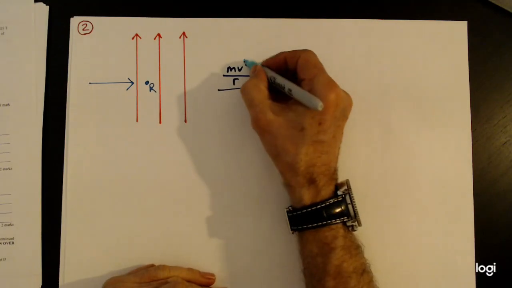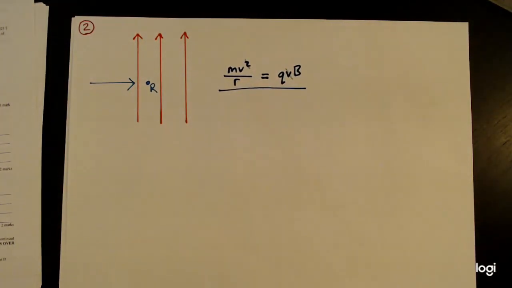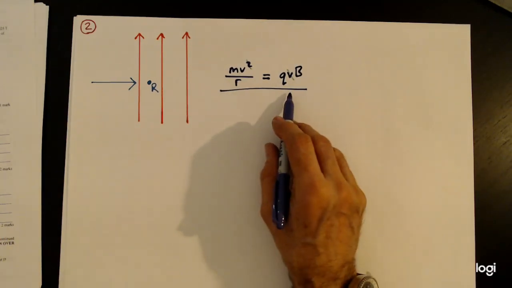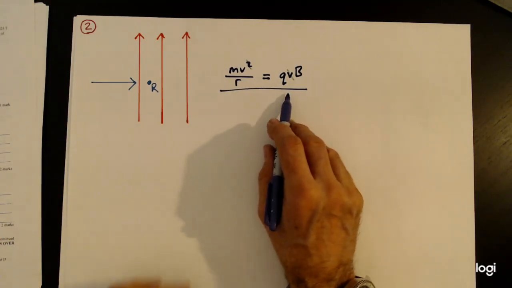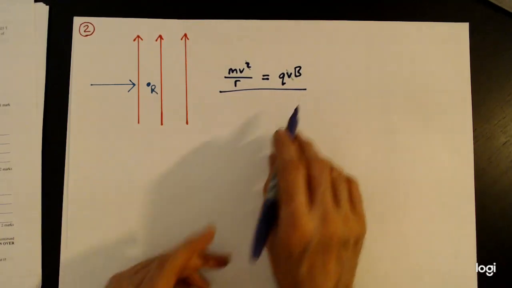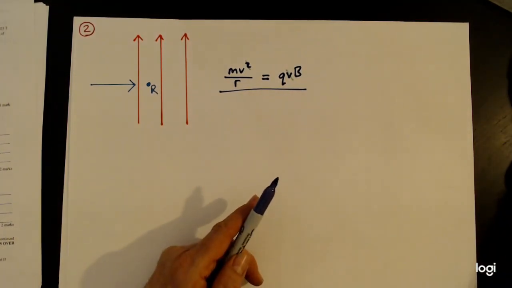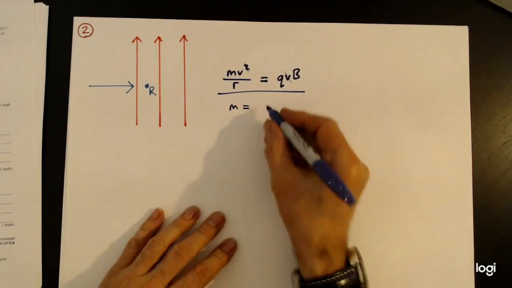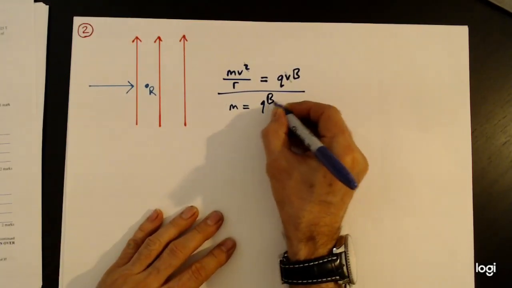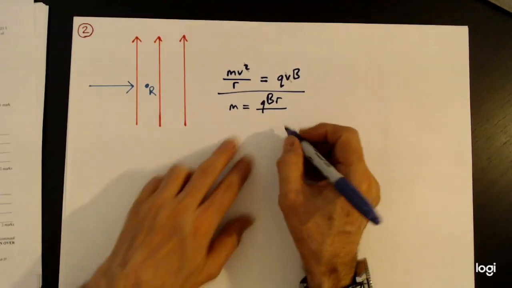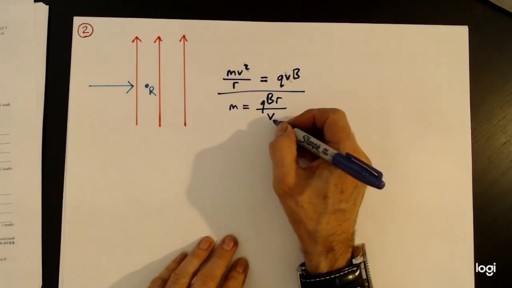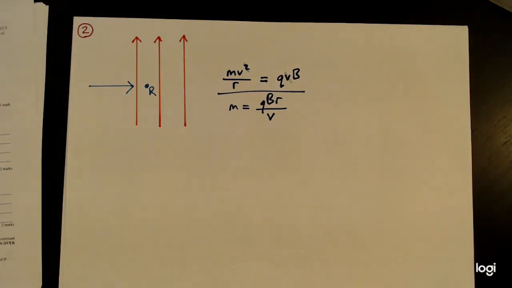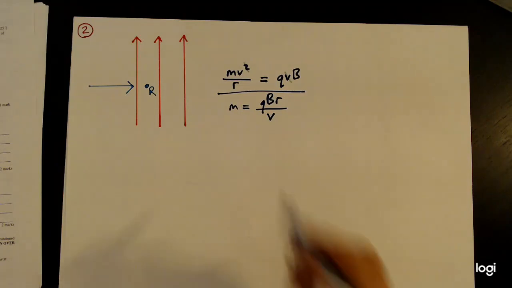There's a V, there's two V's there and one there, so you can get rid of that. So mv divided by r equals qvB, and we're trying to find the mass, right? So we're solving this to find m. So if you rejig this, you end up getting qBr divided by v. There you go. Solve that for m, you get the job done. It comes to 6.7 by 10 to the minus 27 kilograms.